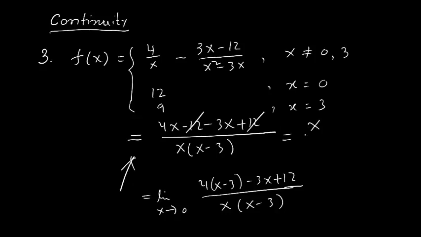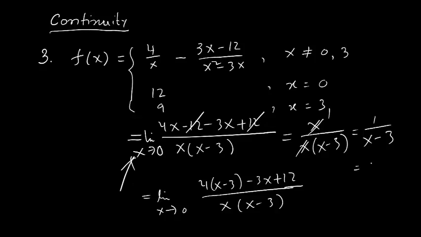I have here 4x minus 3x, just x, and then x times x minus 3. So x again cancelled out. We get 1 over x minus 3, and still we are carrying our limit. So limit x goes to 0. Now when you plug x goes to 0 here, you have negative 1/3. You can put limit in front. So negative 1/3 is the limit of this function when x is 0. So we got the limit.